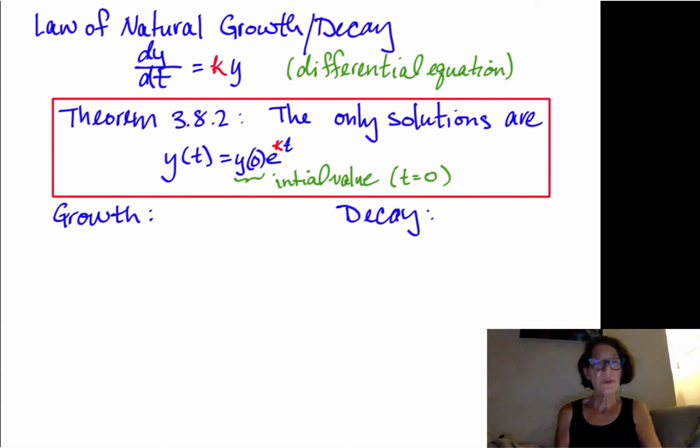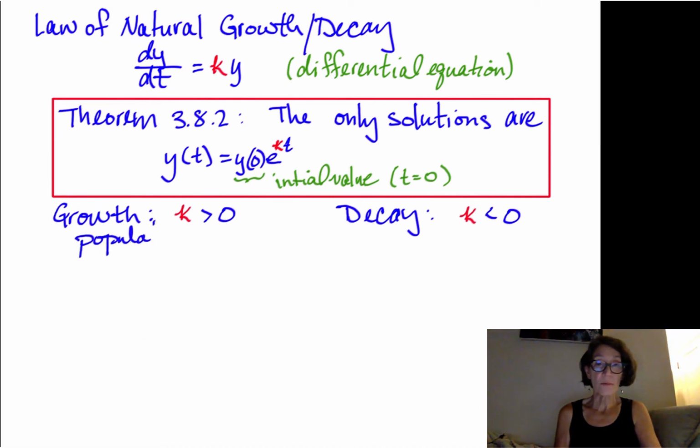So if they're increasing functions, they're said to be growth functions. And k has to be a positive number for e to the kt to be an increasing function. If it's a decreasing function, then k will be negative. Okay. Now, what types of functions are exponential growth functions?